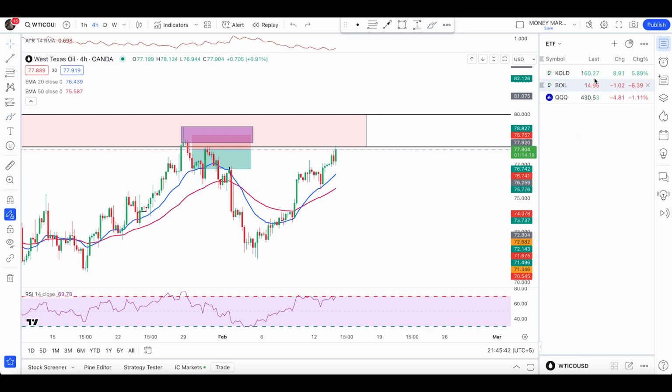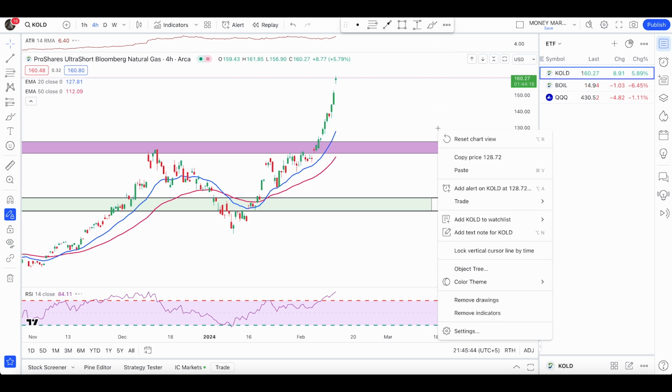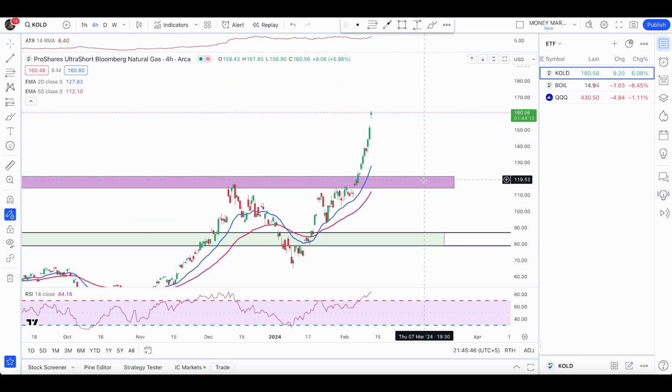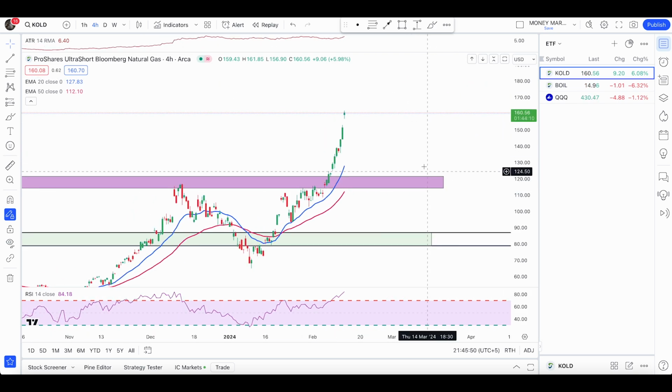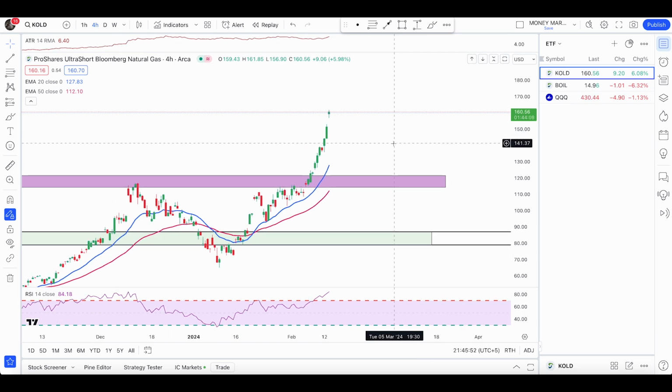So let's take a look at the ETFs. First we have gold. Gold has now pushed up massively and broken above. Now it is a weekly level as well, and I'm not going to look for sell trades at this point. I'm just looking for buy trades.